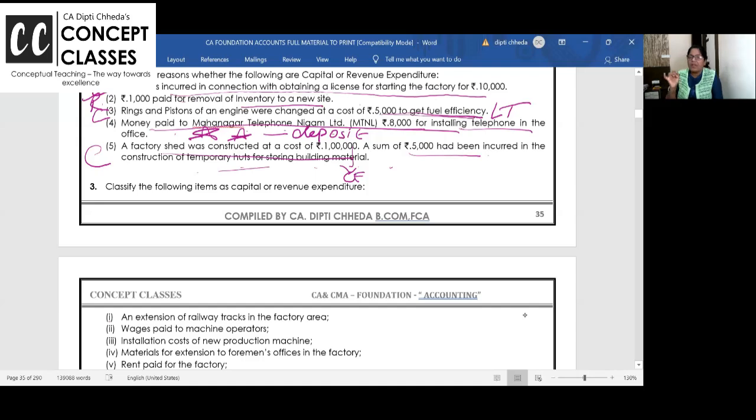If you have not done, write, while I am discussing capital, you can write the reasoning, because the benefit of the factory shed is for long term.